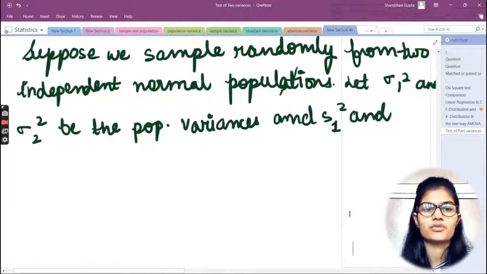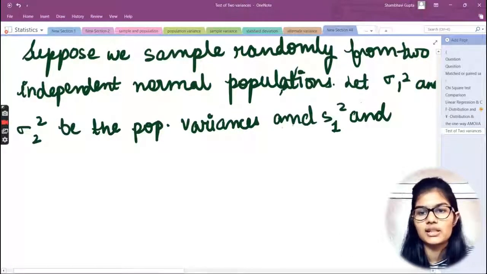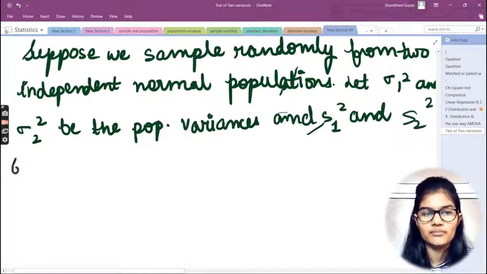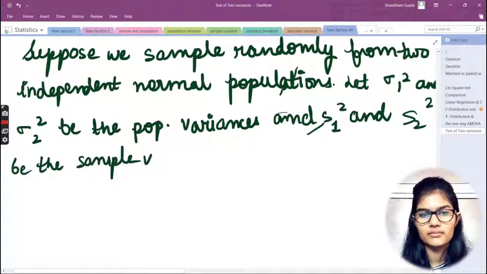Let sigma 1 squared and sigma 2 squared be the population variances, and S1 squared and S2 squared be the sample variances. Fine.